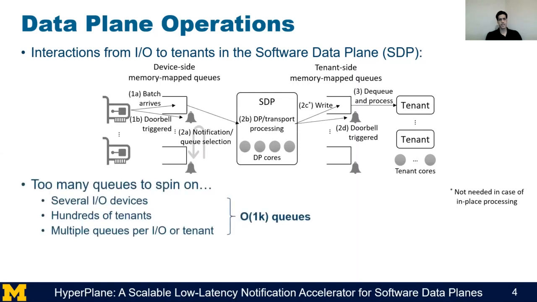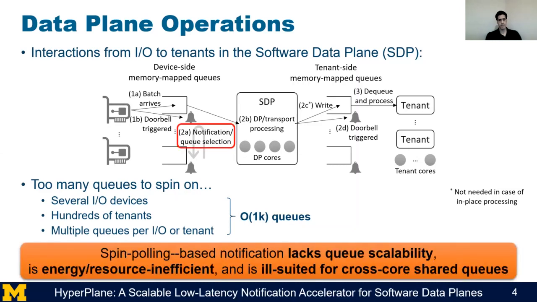An inherent issue here is that the number of queues that the data plane needs to watch is too much. There are several I/O devices and hundreds of tenants. Multiple queues are associated with each of them, so the total number of queues can add up to 1,000 or even more. The spin polling as a notification mechanism is not scalable to such a large number of queues. It also entails energy and resource inefficiencies and is not suitable for sharing queues across cores.